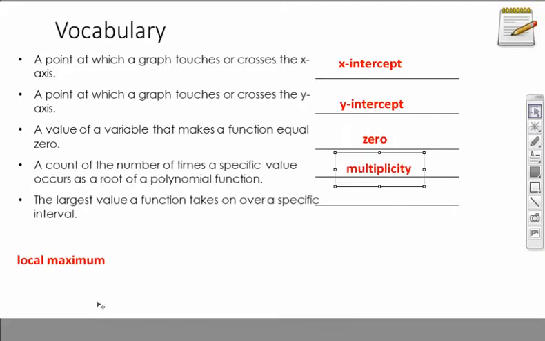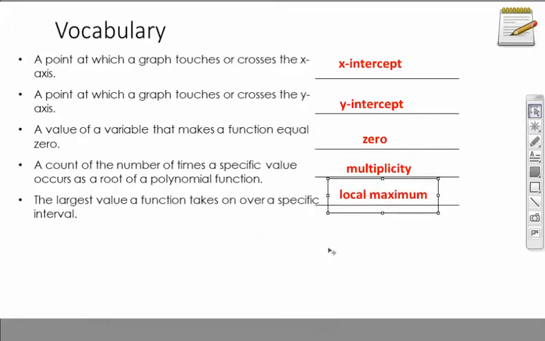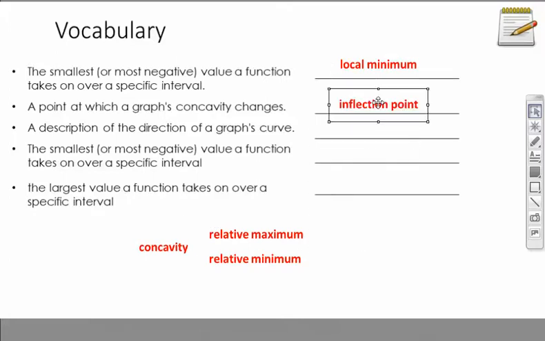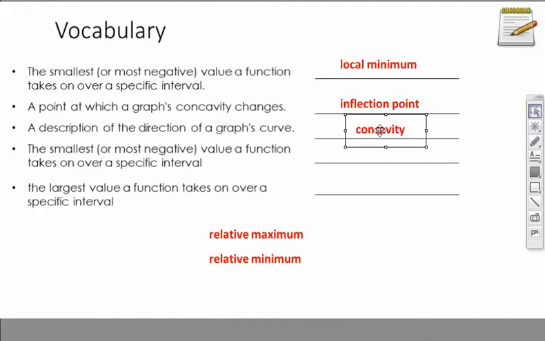And then the largest value a function takes on over a specific interval is the local maximum. The smallest or most negative value a function takes over a specific interval is going to be your local minimum. And then a point at which the graph's concavity changes is going to be your inflection point. And a description of the direction of a graph's curve, that's concavity.